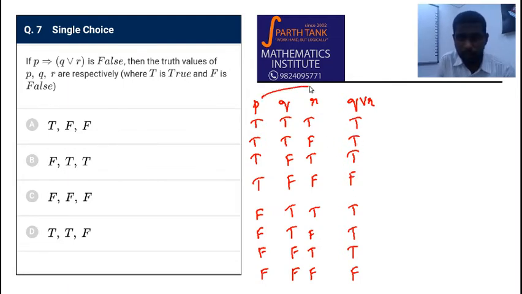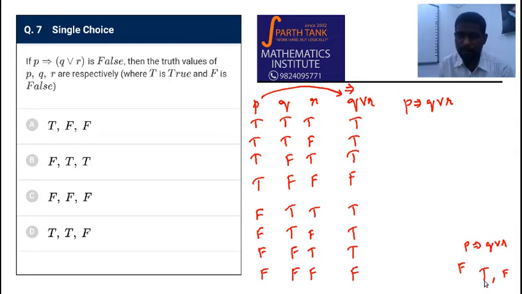Now we have to do P implies (Q or R). Now remember, this P implies (Q or R) is false only if the first thing is true and the second thing is false.